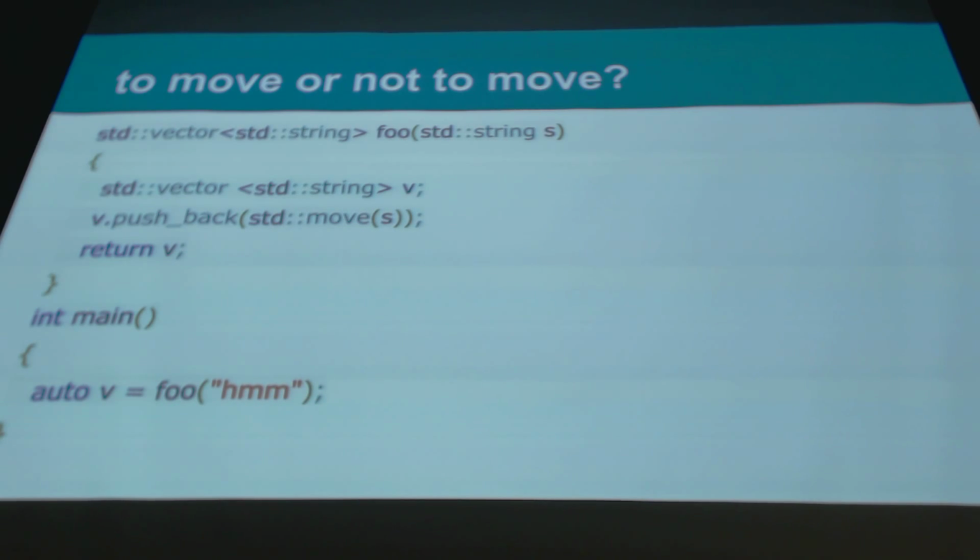Okay, so we are getting to the very important question: to move or not to move? And we will start with returns. I guess everyone who started using move came up to the question: I am returning something by value, and should I move it or not, right? Because it seems that I should move it, because I'm getting rid of it and it will be faster, right?